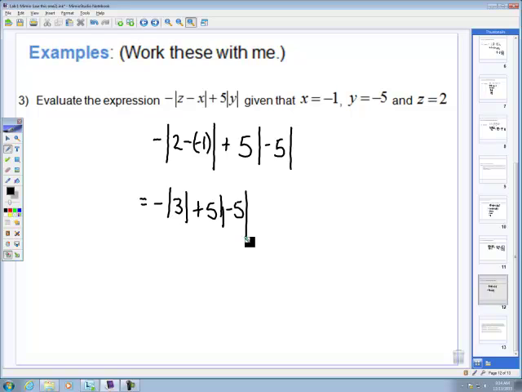All right, taking care of those absolute values, remember, absolute value is the distance from 0 on a number line. So the absolute value of 3 is 3. Our negative is still out in front, plus 5 times the absolute value of -5. The absolute value of -5 is, that's correct, 5.